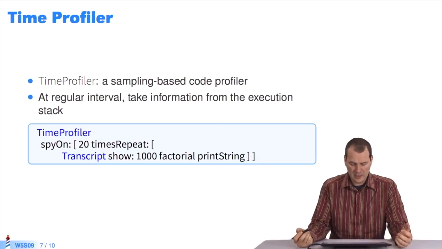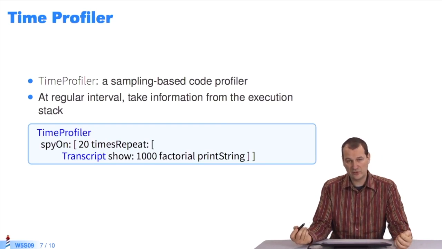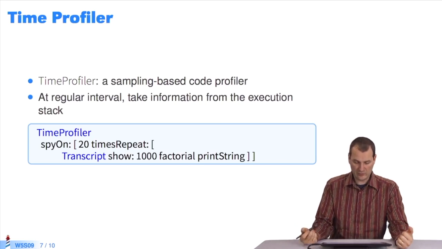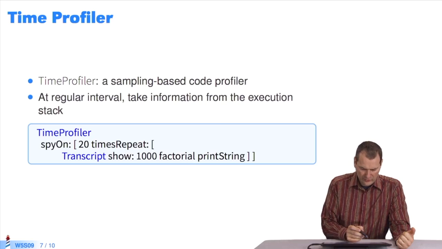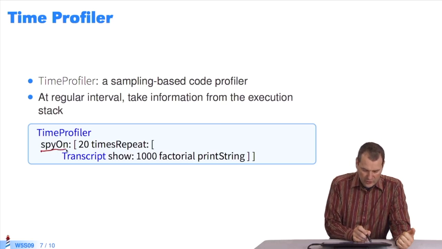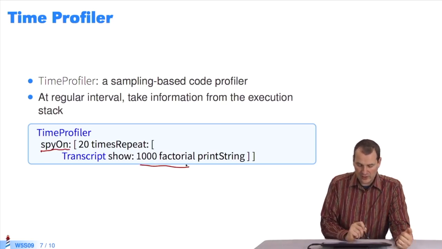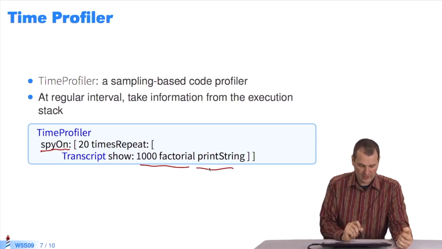What you have next, there's also what we call a profiler, which is sampling based. What will happen is you'll execute your program, and it will go at regular intervals to inspect the execution stack, see what's in the stack, and collect information. So how do we bring it up? We do TimeProfiler spyOn, and we'll pass it a block. I want to repeat 20 times that I'll show on the Transcript 1000 factorial, which I convert into a string, which usually costs the most.